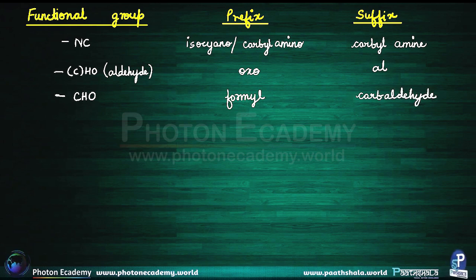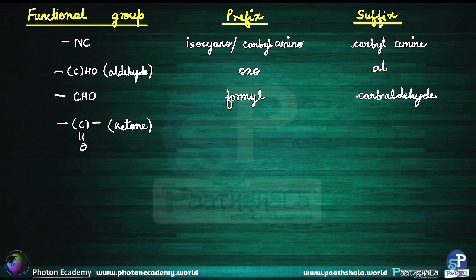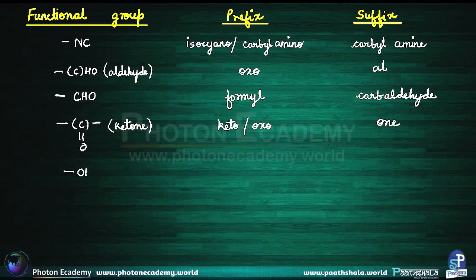Moving on, if we have this kind of group present, that is the ketone group, then the prefix that we use is keto or oxo. And the suffix that we'll be using is one. Next, if we have OH, that is a very common functional group. This is the alcohol, of course. The prefix that we'll be using is hydroxy, and the suffix that we will be using is ol.